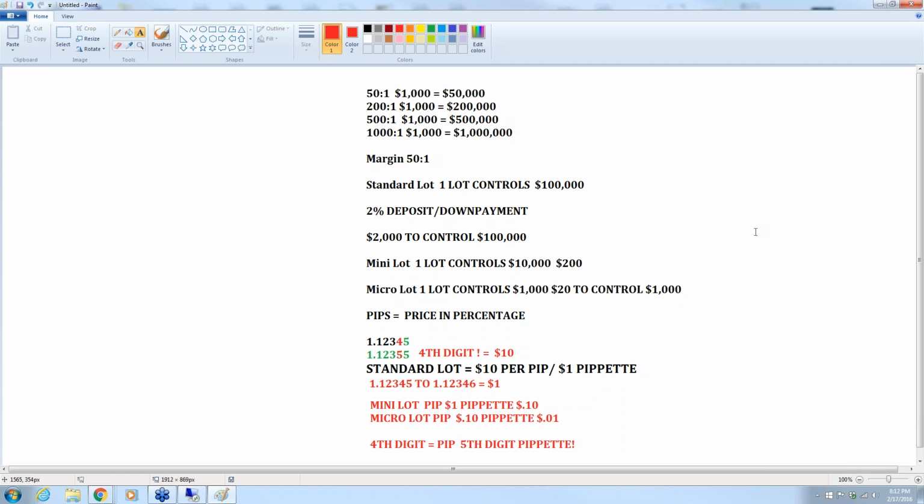somebody asked, since you're controlling more money, do you have to pay out? No, you can't pay out more. There's a certain limit you can lose. In terms of setting up Metatrader 4, I think that would not be a class tonight.